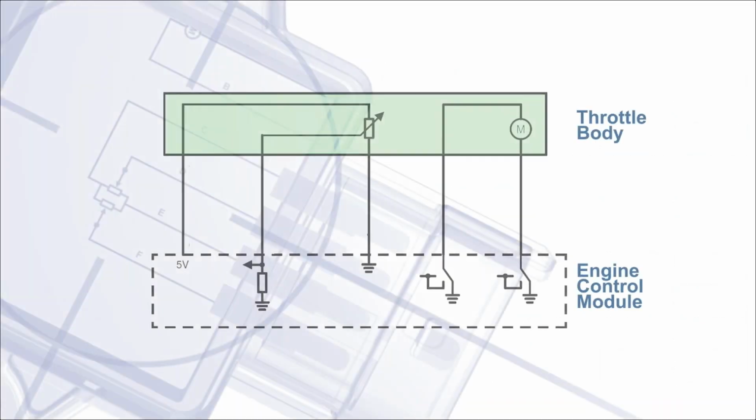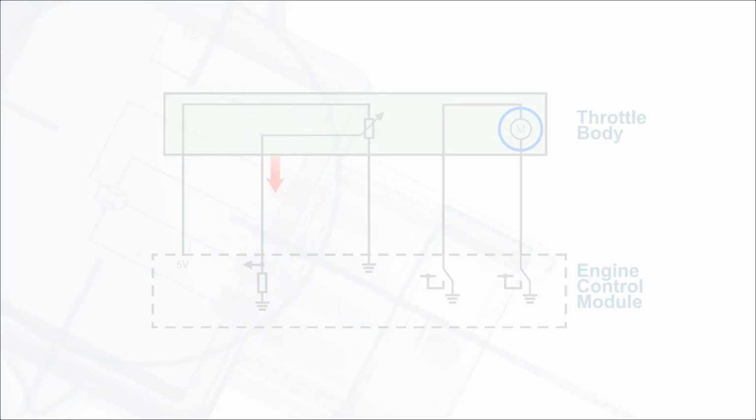The throttle position sensor gives feedback to the ECM about the position of the throttle butterfly. This will confirm that the butterfly has moved to the required position. The sensor is mounted in the same housing as the throttle position motor.